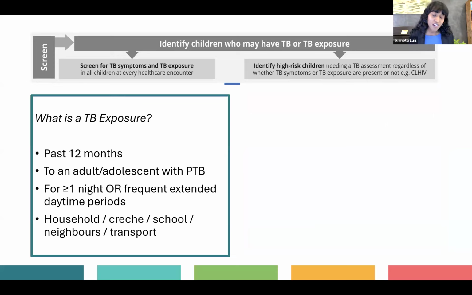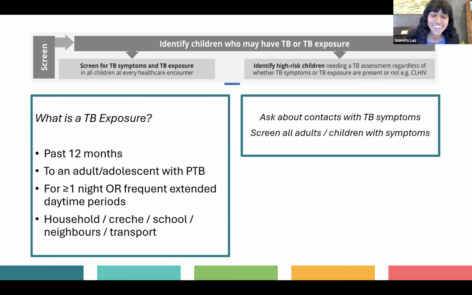So it's not enough just to ask the caregiver, do you know someone with TB that the child's been exposed to? But can you think of anyone in the past 12 months that the child may have been exposed to, for a night or longer, or frequent extended daytime periods? So it doesn't necessarily have to just be in the household, as mentioned, but it can be in the creche and the school. And a lot of our participants in our studies and in our experience have been exposed through the neighbors, and those are important questions to ask.